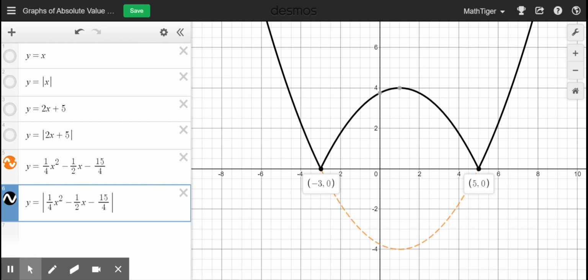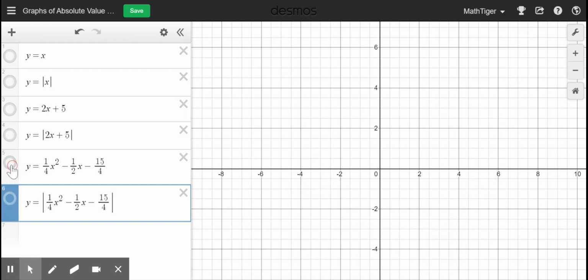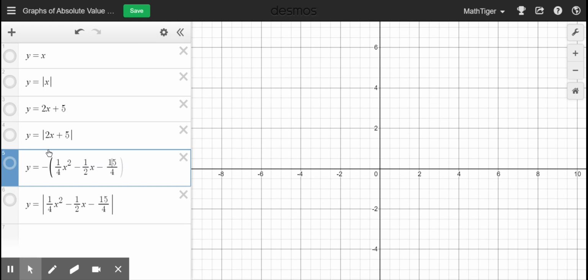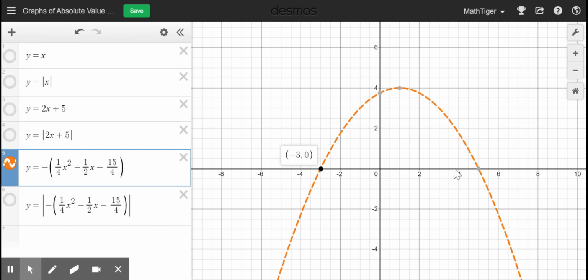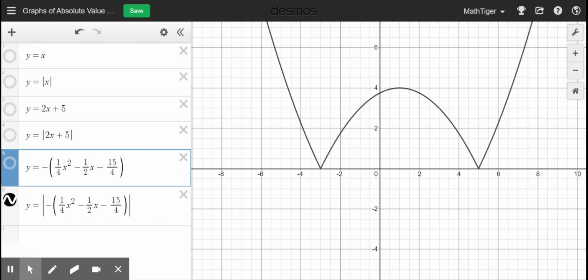Now, it could be that we have a graph like this. And in this case, when we reflect it with the absolute value function, it's not going to be the part in the middle that is reflected, but instead it's going to be the part to the left and to the right of the x-intercepts. So, as we can see here.